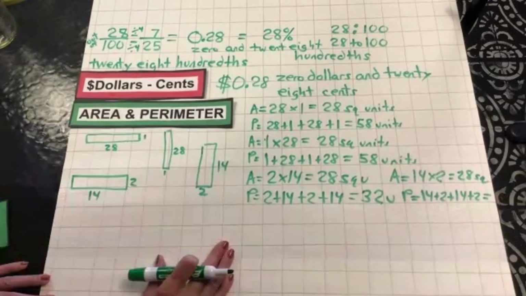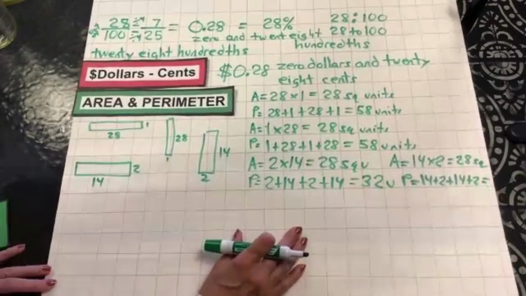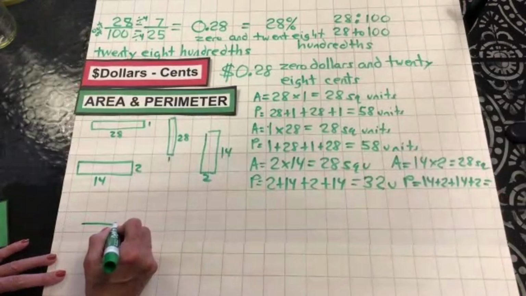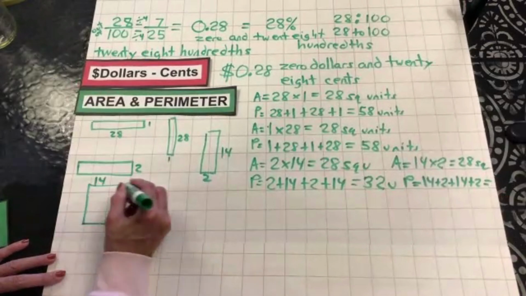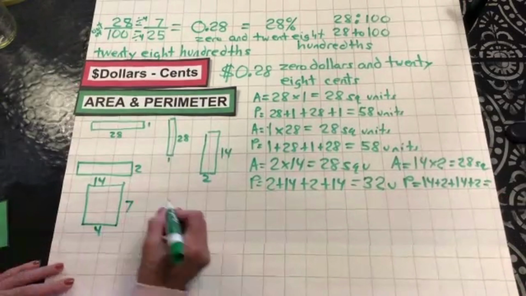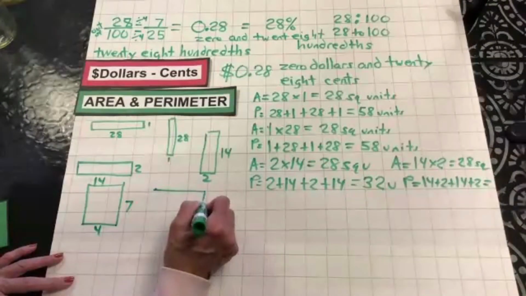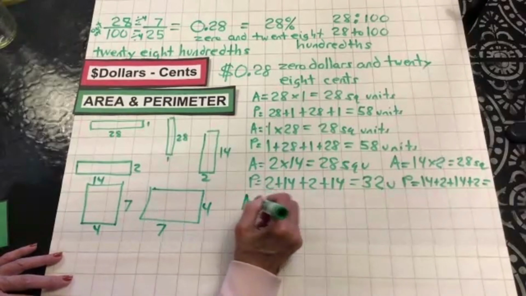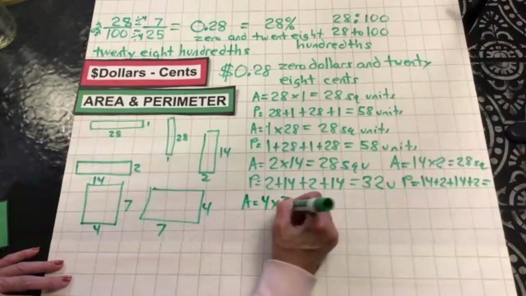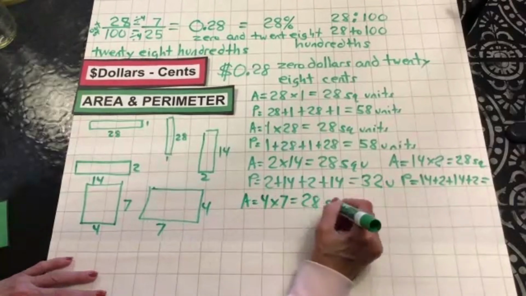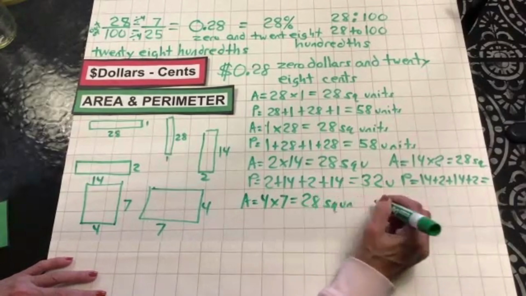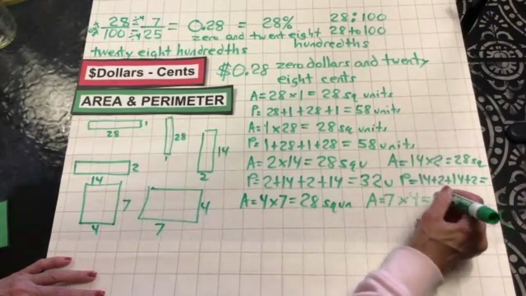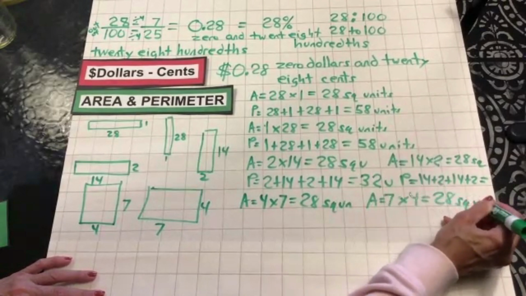All right, so that's those two different factor pairs. Now let's move on to 4 times 7. So we can do 4 squares across and 7 squares tall, a 4 by 7, or we could do a 7 by 4. So we got area equals 4 times 7, which equals 28 square units. Or it could be a 7 times 4, which is the same 28 square units.